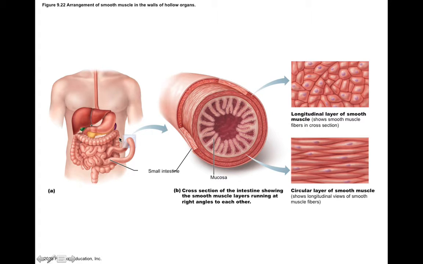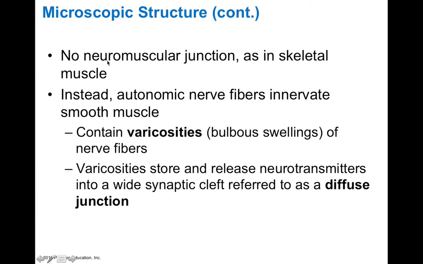of your GI tract. So we actually find out here that smooth muscle doesn't have neuromuscular junctions. Instead, we actually have autonomic nerve fibers that innervate smooth muscle, and these actually contain what we call varicosities, which are these little blebs or pouches of vesicles that can actually release neurotransmitters directly onto smooth muscle.